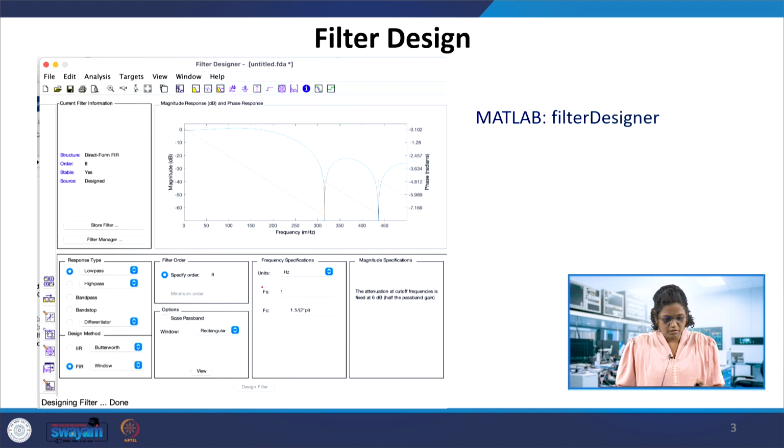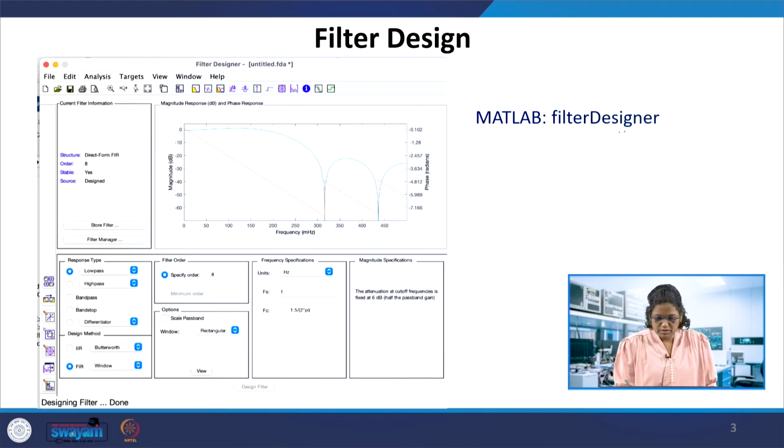Using the FDA tool of MATLAB, the filter designer, if you type this in the command window, you can get the same response. I would like to show you that if the order of the filter increases, manual calculation of filter coefficients would be cumbersome. In that case, you can use the filter design tools and get the coefficients. Once you get the coefficients, they can be fed to the Verilog module, and the Verilog module can take the coefficients and give the response.